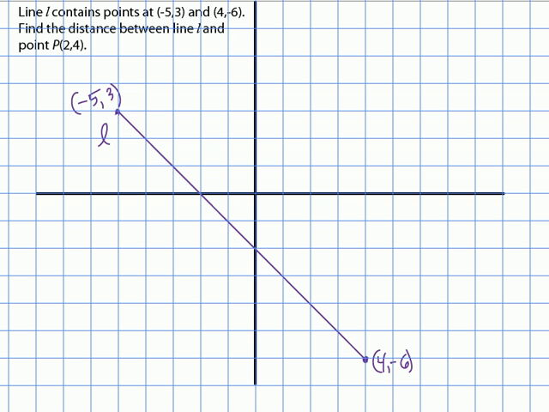So what we're going to do is find the distance between a point, which is (2, 4). Let's plot that: 1, 2, 1, 2, 3, 4. That's point P, and that is (2, 4). So we want to find the distance from this point to this purple line right here. So how are we going to do that? Well, let's try to draw it out.